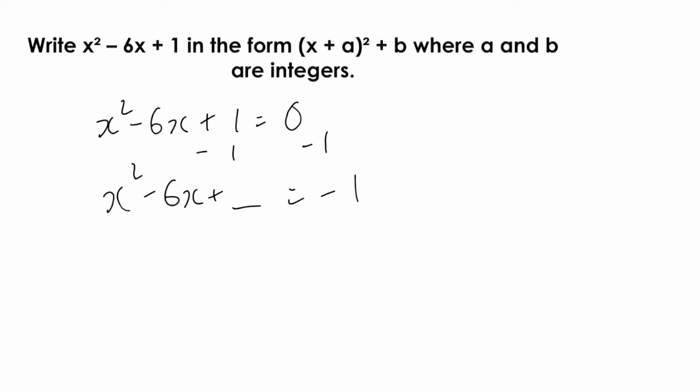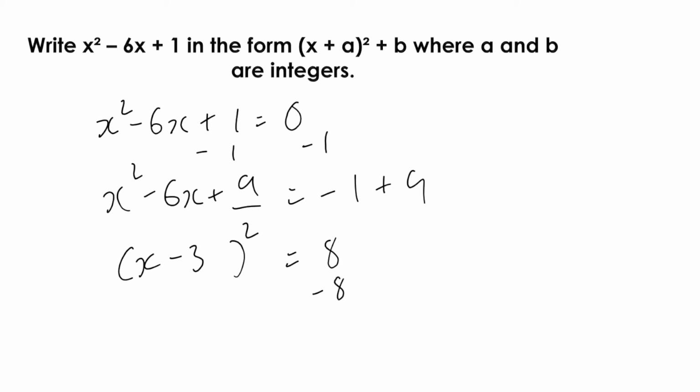To find this value, what we need to do is divide minus 6 by 2 and then square it. Minus 6 divided by 2 is minus 3. Minus 3 squared is 9. This gives us a complete square. So I'm going to plus 9 on both sides. And then this complete square can be factorized as (x minus 3) squared equals 8.